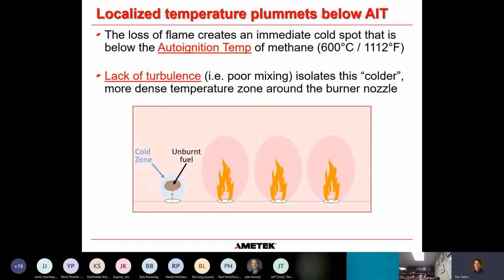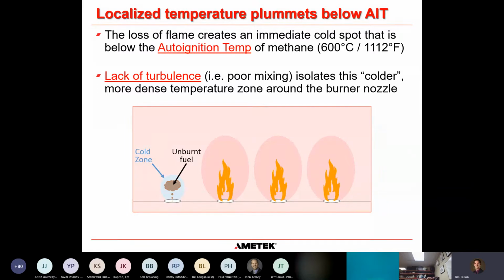Now, within a fired heater that's a natural draft heater, this may actually be a bigger concern, but you have a localized cold zone. I mean, the radiant heat might help for a little bit, but over time you start to have this cold zone that appears. And if that cold zone were to be below the auto ignition temperature of methane, you have an instance where you have raw methane entering the heater. And then if there's lack of turbulence, especially in a natural draft heater, that poor mixing isolates that colder, more dense temperature zone around the burner nozzle and doesn't have any interaction.